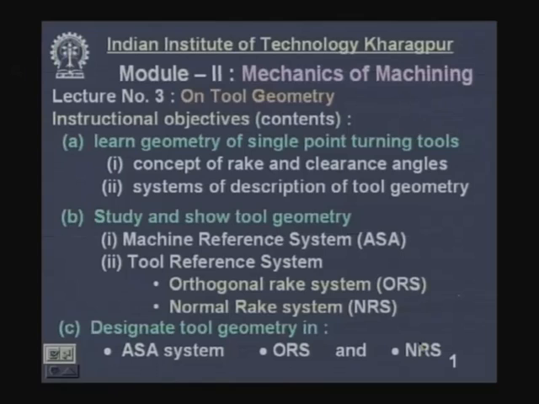Now, before we go into the real tool geometry, let us go to the workshop, the laboratory, to demonstrate some real life machining operations in conventional machine tools.